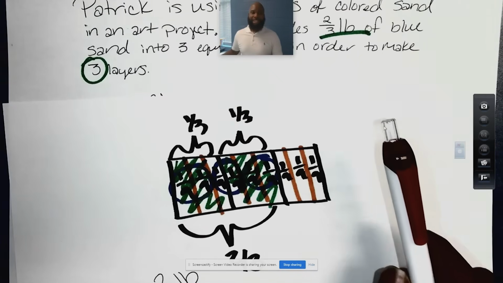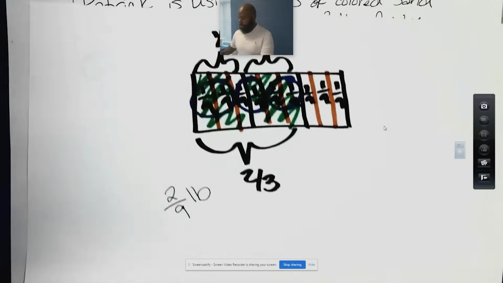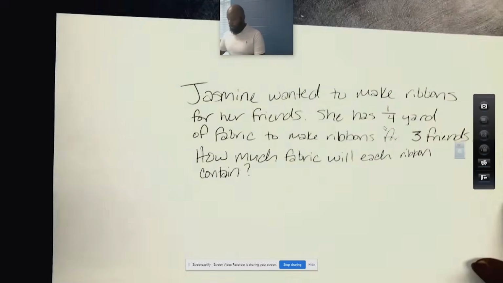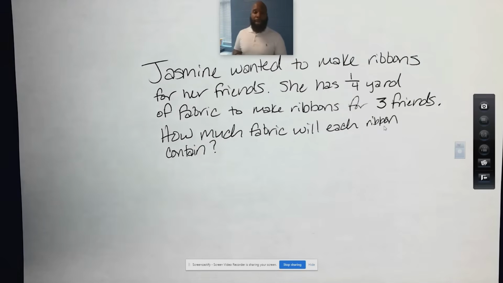Good job. So now here's one for you to try on your own. Use a model to show your work. So here's our problem. Jasmine wanted to make ribbons for her friends. She has a 1/4 yard of fabric to make ribbons for 3 of her friends. How much fabric would each ribbon contain? Again, I'm giving you this chance to solve this on your own. Use a model to show your answer.